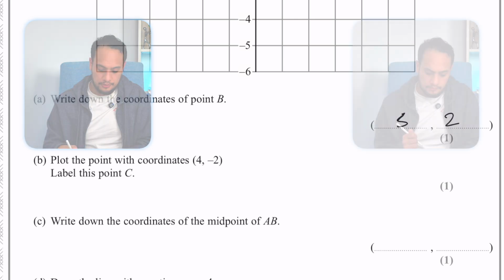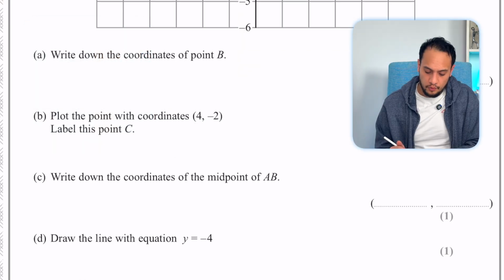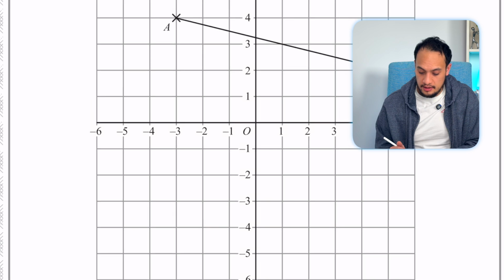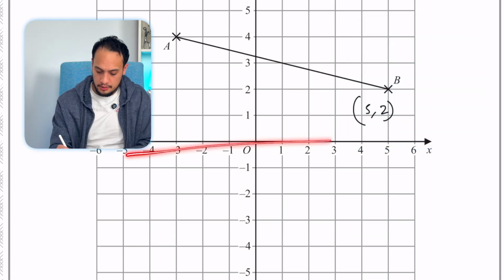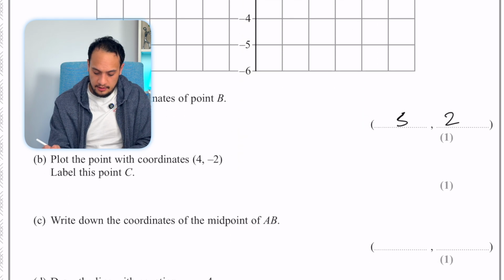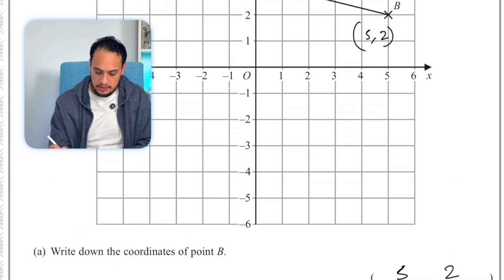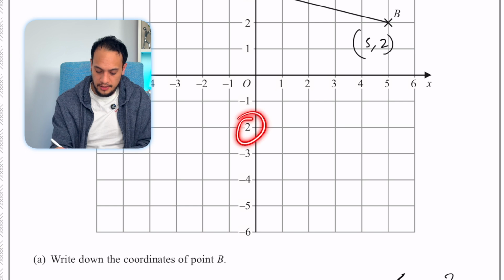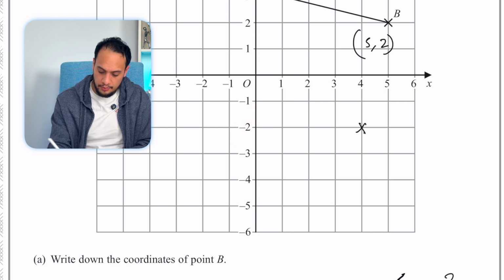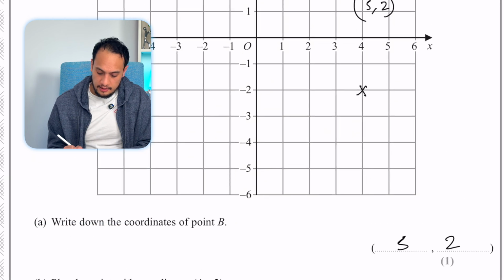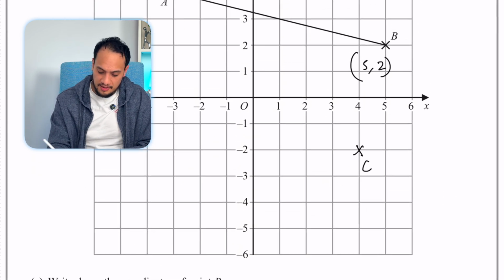So 5, 2. Plot the point with coordinates 4, minus 2. Again, here we need to look for 4 on the x-axis. So 4 is there. And then we're looking for minus 2. Minus 2 will be here on the y-axis. Therefore, my point will be there. And then you've just got to make sure that you label it C.